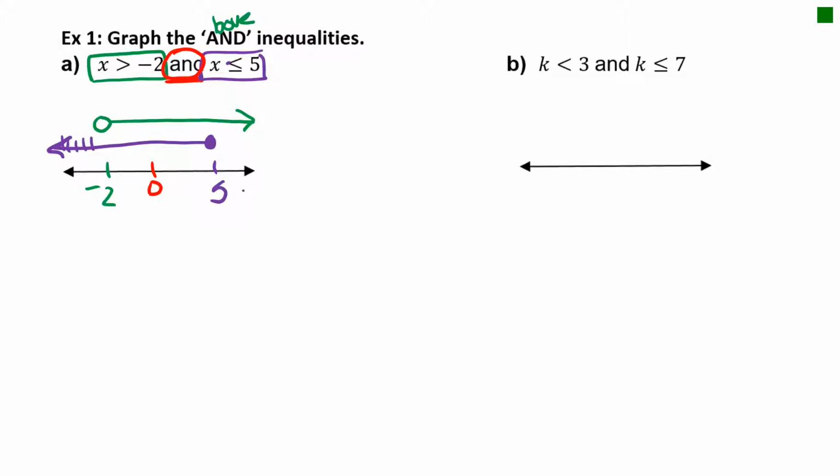Over here, green, green, green, green, green. Here in the middle, purple, green, purple, green, and so on. That's where it works for both of them. So I'm going to bring this circle down, I'm going to bring this circle down, and I'm going to shade in where they overlapped. So my answer is between -2 and 5.